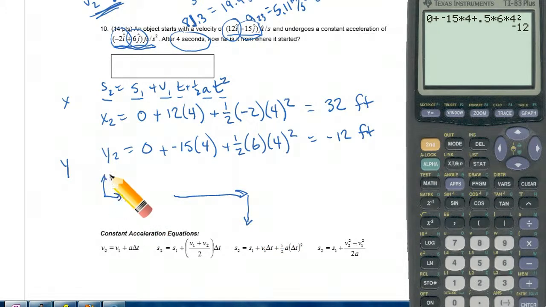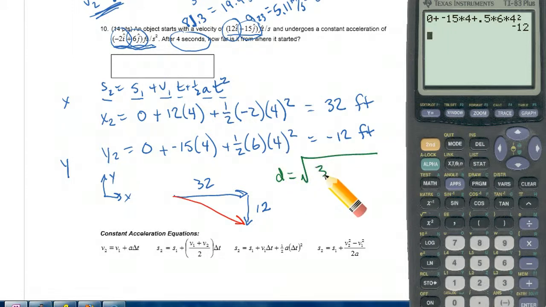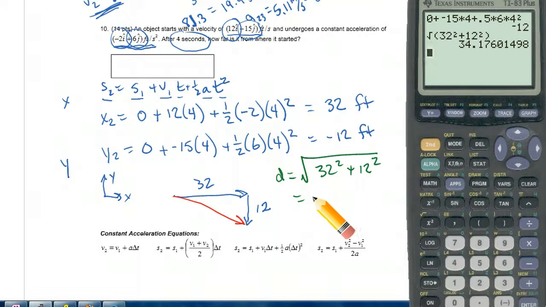So we use an xy coordinate system. Okay, we had 12 down and 32 over. So we're looking for that distance right there. So d is going to be the square root of 32 squared plus 12 squared. Okay, square root of 32 squared plus 12 squared is 34.2.